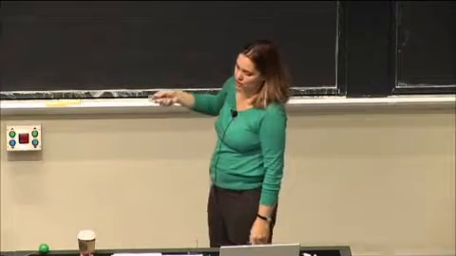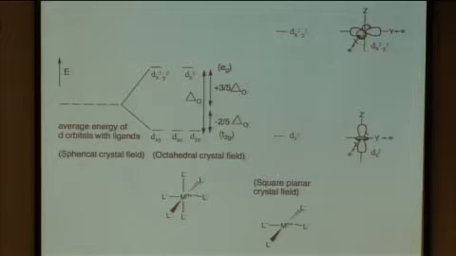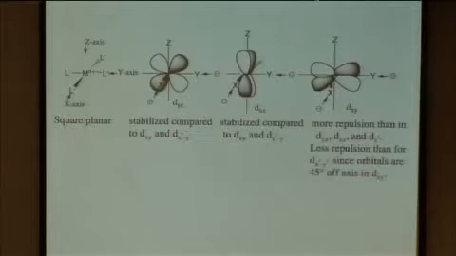So then if we start building up our case, and this diagram is, I think, on the next page of your handout, but I'm going to start building it all up together. So now dx squared minus y squared is really high up. It's very much more destabilized than anybody else. dz squared, on the other hand, is down. It would be stabilized by comparison. It's not nearly as destabilized as the other system.